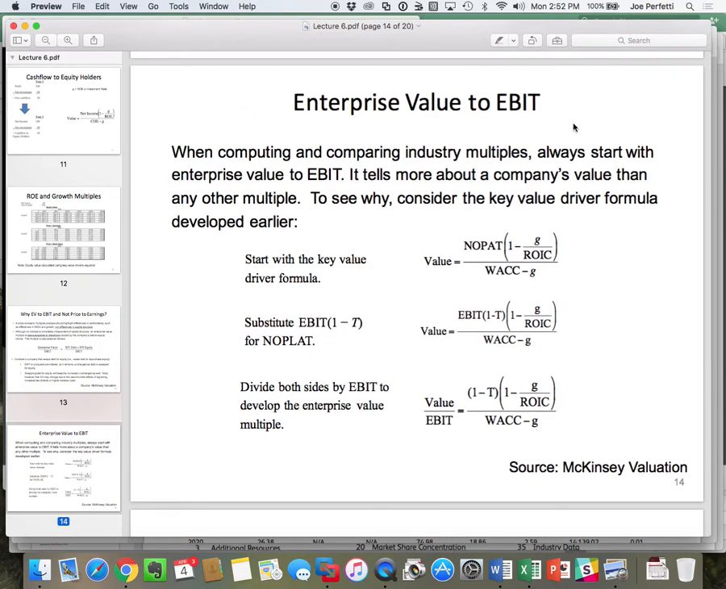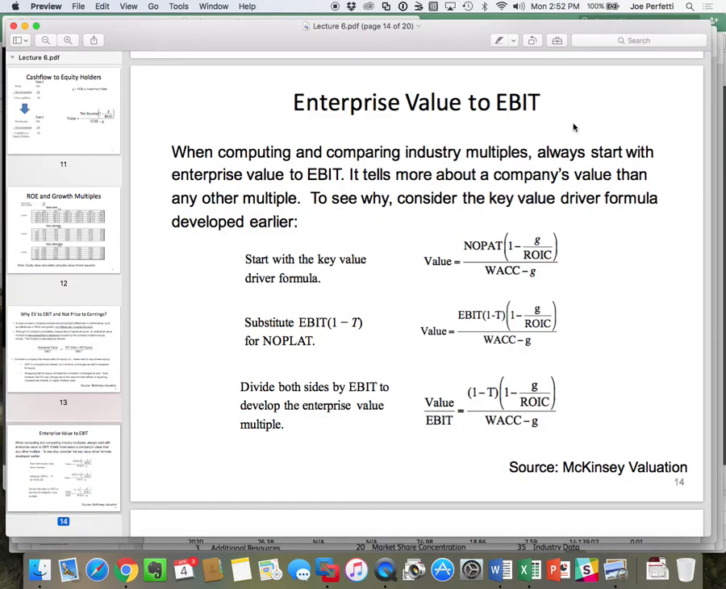So, why enterprise value to EBIT versus PE? Given the choice, most professionals like enterprise value to EBIT over PE. And the reason is, even though they tell you similar things, PE is more distortion prone. Why is PE going to be more distortion prone than enterprise value to EBIT? What can distort a PE to give you a different answer than enterprise value to EBIT?